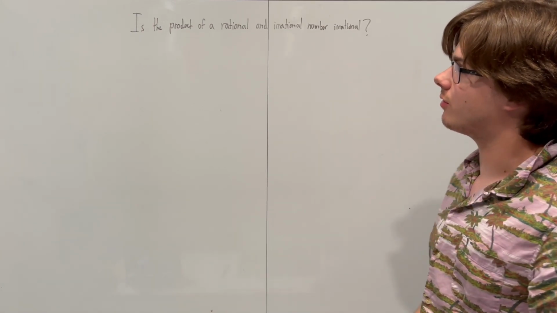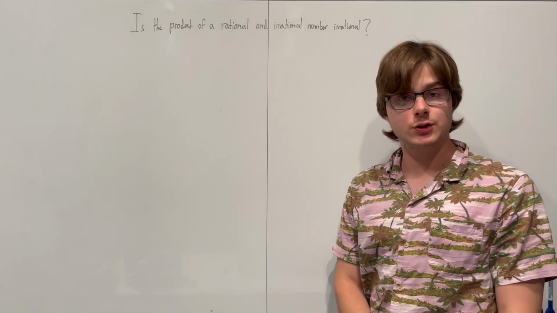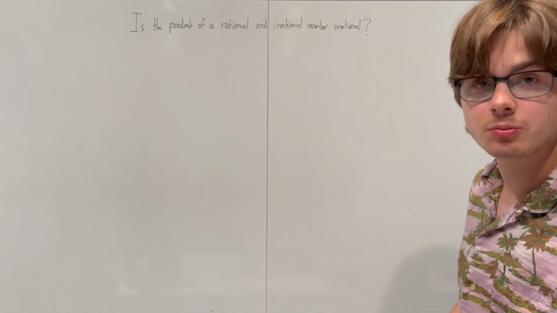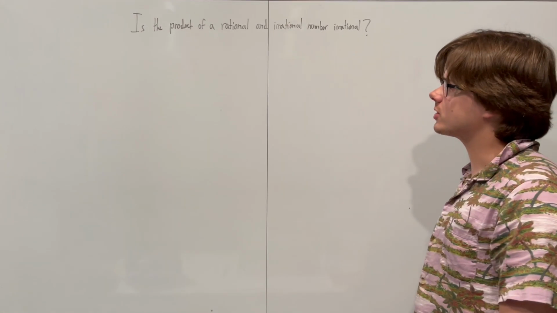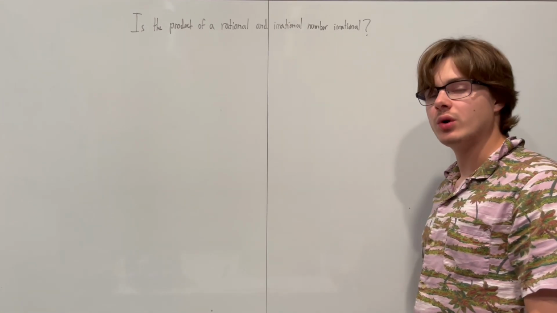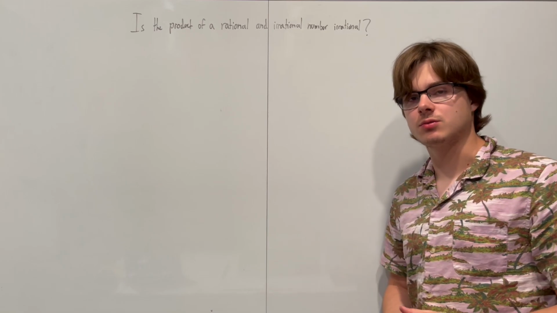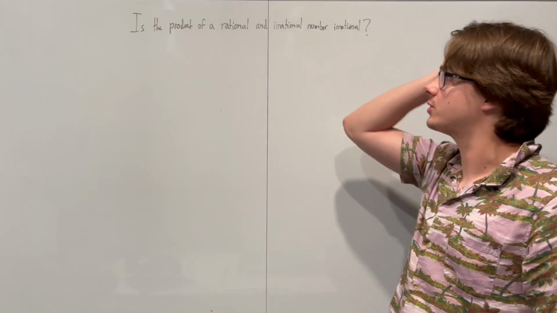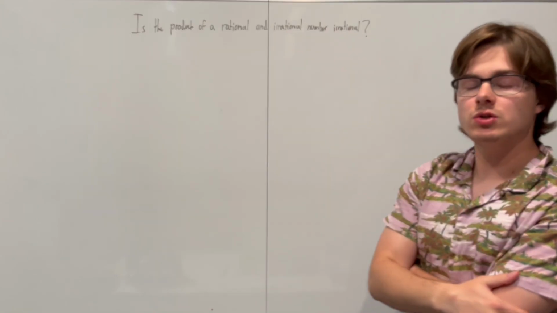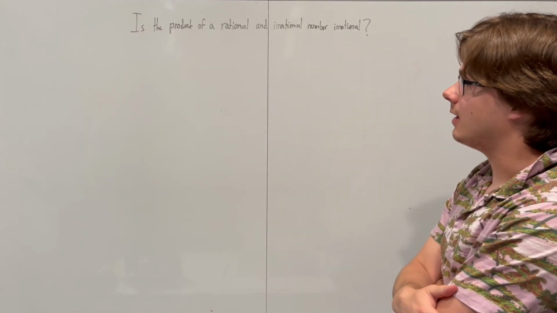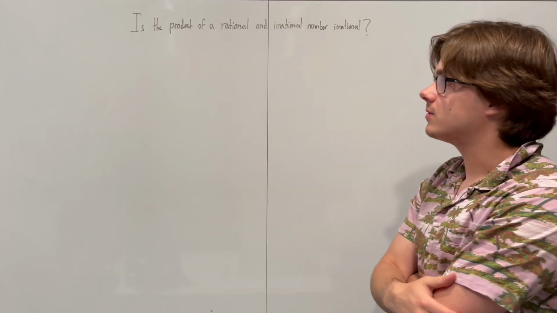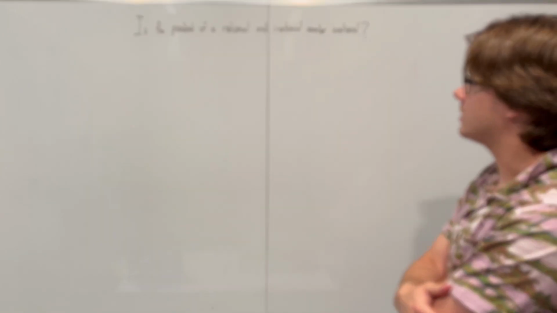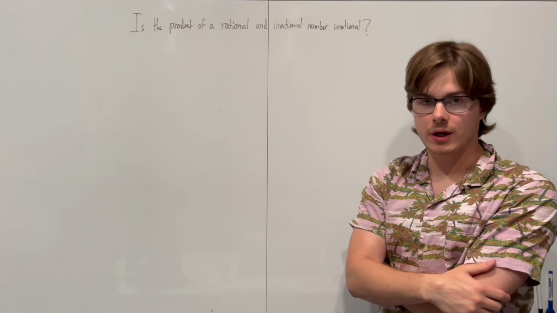So now we're going to delve a lot more deeply into rational and irrational numbers and what the proofs look like. And you'll notice a lot of the time, because irrationality is kind of difficult to prove, when you're encountering it, you're often going to be doing a proof by contradiction. So what are we doing today? Well, today we're going to ask ourselves, is the product of a rational and irrational number irrational?